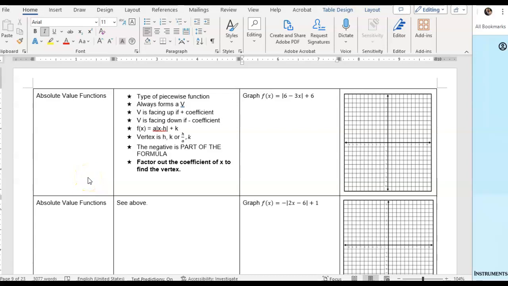Hey everyone, welcome to the second part of your review packet. Today we are looking at absolute value functions.